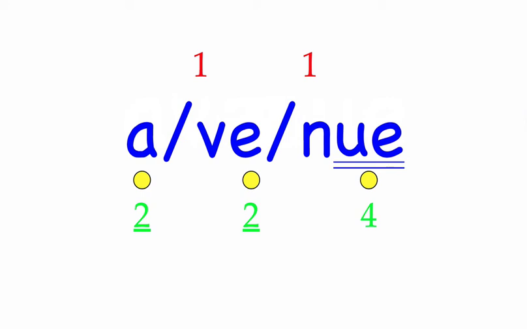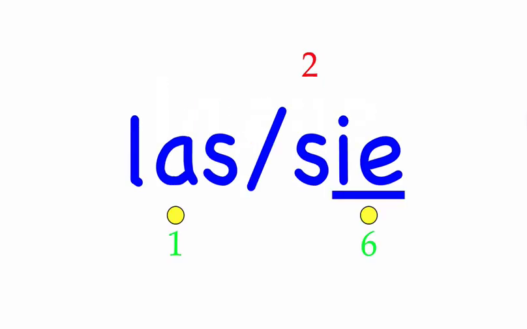Lassie. In Scotland, they call a young girl a lassie. Lassie, 2 syllables. First syllable, lass, 3 sounds, l, a, s. Sie, 2 sounds, s, e. Mark the word lassie.